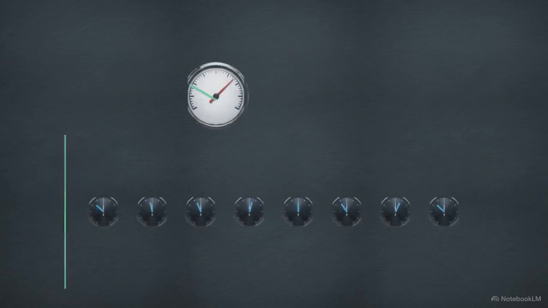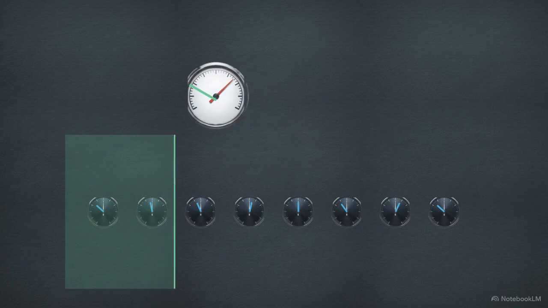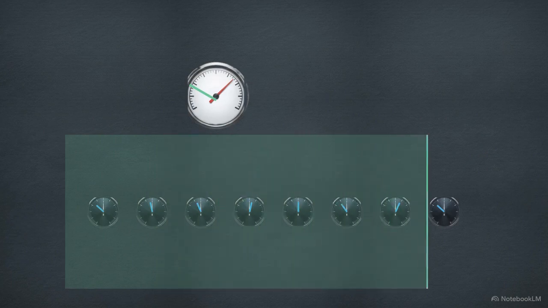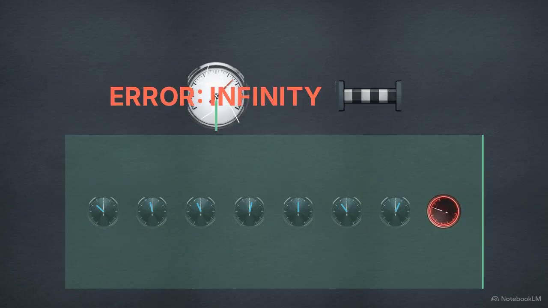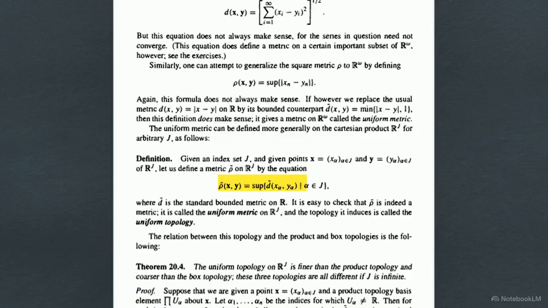Instead of looking at individual dials, this method scans the entire infinite board. It finds the single largest error happening at any given moment and records it on a master gauge. However, if we used a normal ruler to measure this, a wild spin on just one distant dial could blow the measurement up to infinity, making the math fail again. To solve this, the uniform metric uses the d-bar symbol we saw earlier.